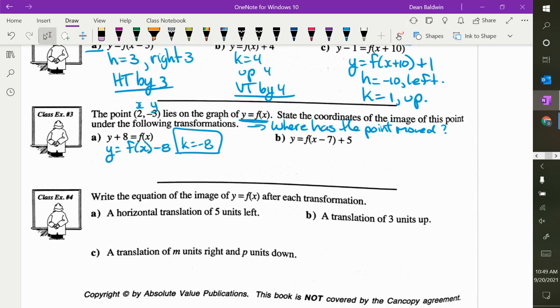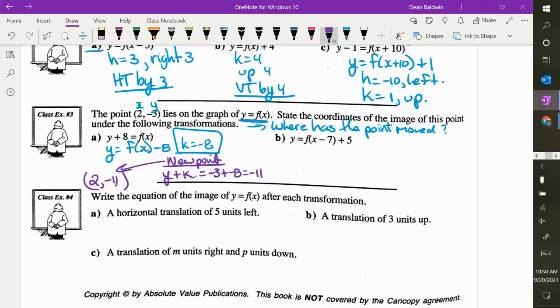So there's 2 ways to do this. One is the algebraic way. So the new point is just your original y value plus whatever your k is. I'll write the formula. So in this case, it's going to be -3 plus -8, which is what? Minus 11. If we don't go left and right, does the x value change? No, right? So the new point has coordinates 2 and -11.